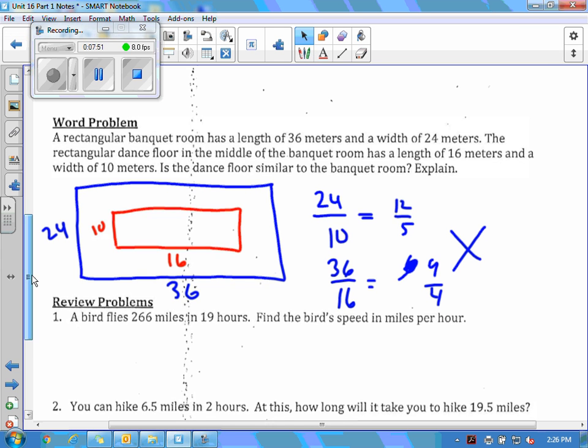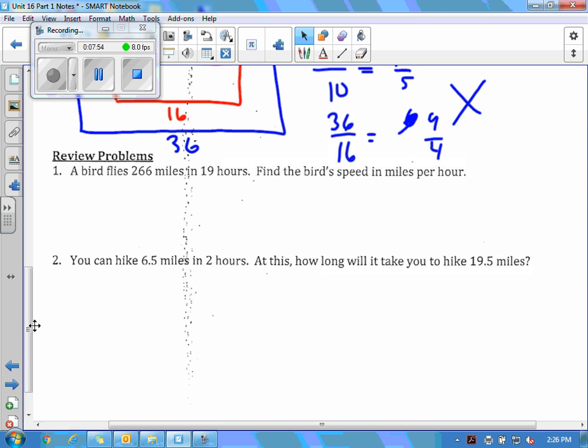All right, a couple review problems for you on the bottom. Make sure you fill in any gaps and ask me any questions you have.